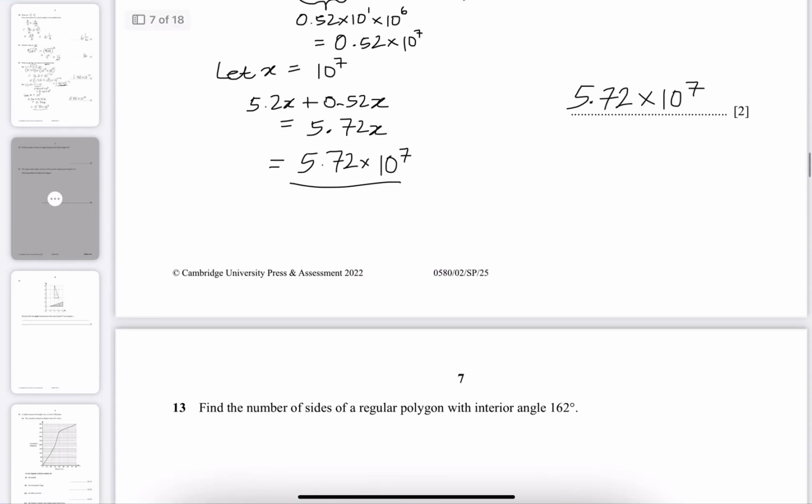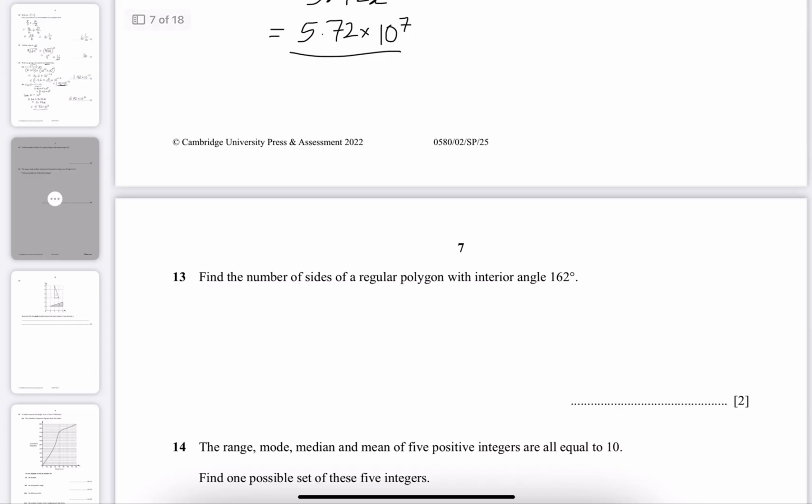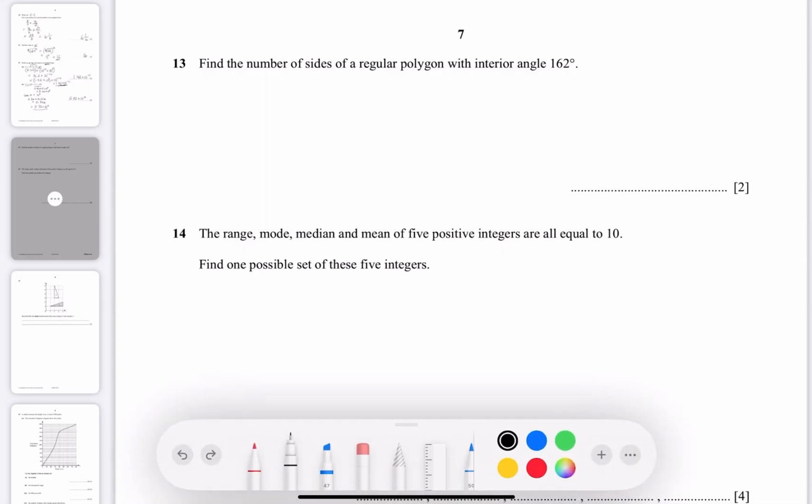Hello everyone. So this is part 2 of solving the specimen paper 2. So let's get right into it. So question 13. Find the number of sides of regular polygon with interior angle 162.